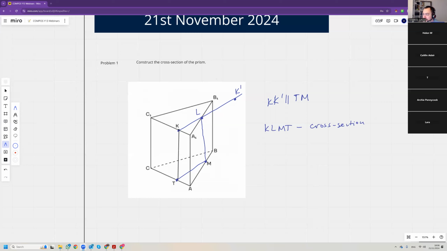Do you understand this problem? Let me know on a scale of 0 to 10, please. Okay. Some more votes.